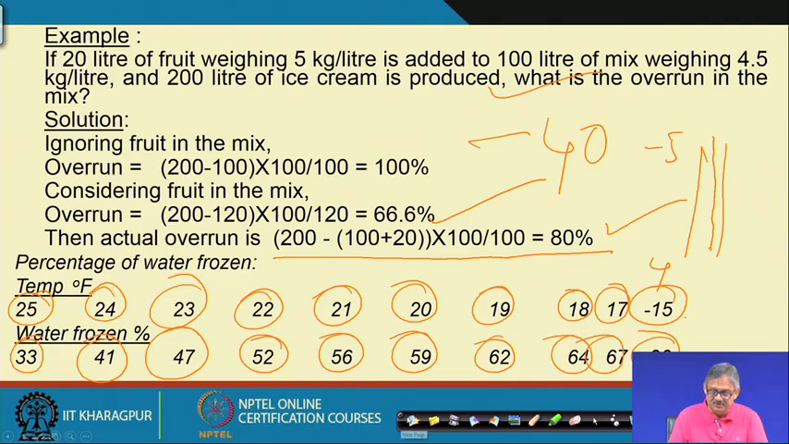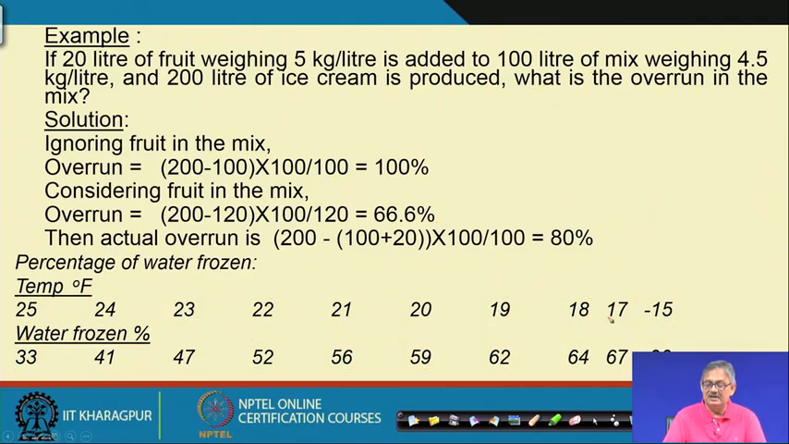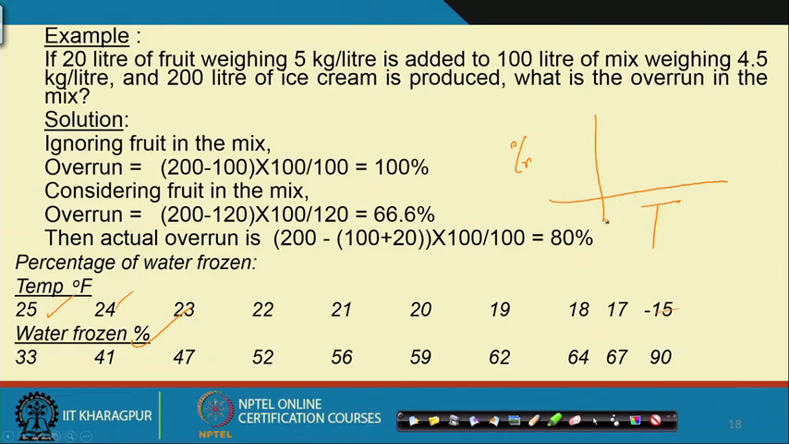So, minus 40 Fahrenheit and minus 40 centigrade are the same. However, we are not going into that. So, it shows that if you plot temperature versus percent water frozen, percent water frozen is dependent on temperature, right. So, this is percent water frozen. If we plot that, this is 25, 24, so minus 15. So, if this is 0 and minus 15 is here, right.